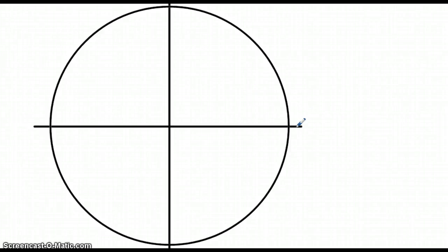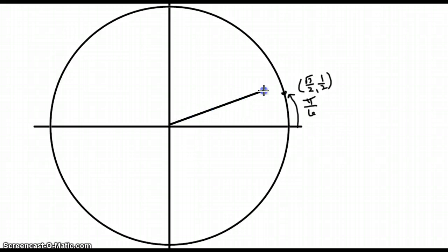Okay, from the wrapping function, we knew that pi over 6 mapped us to a point (root 3 over 2, 1/2). But now, since we have angles, we know that that pi over 6 measurement over here is actually our angle measurement also. So if we draw an angle in here, we know that this angle measurement is pi over 6. Now, because we know how to convert between radians and degrees, we also know that that is 30 degrees.